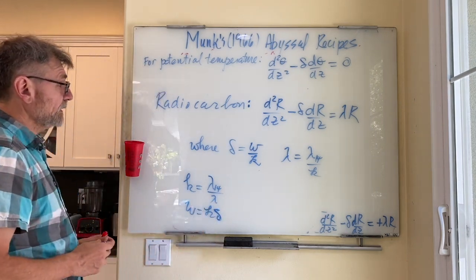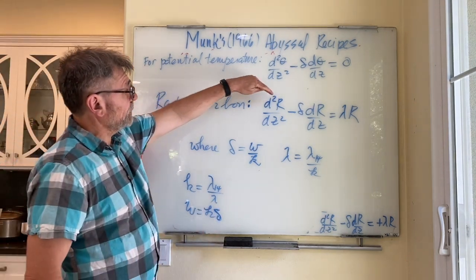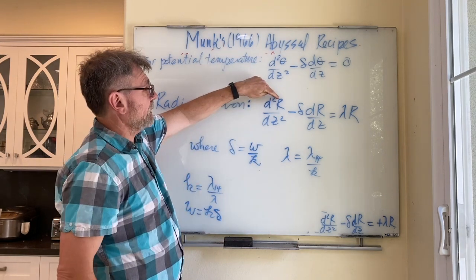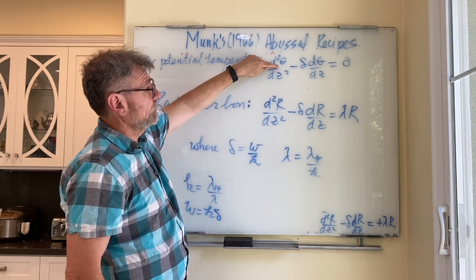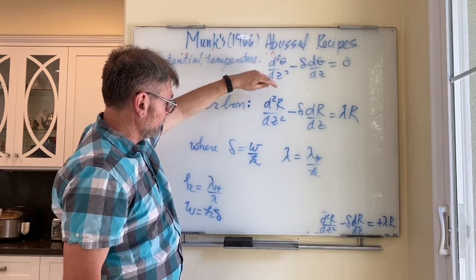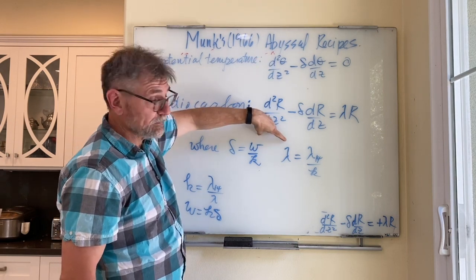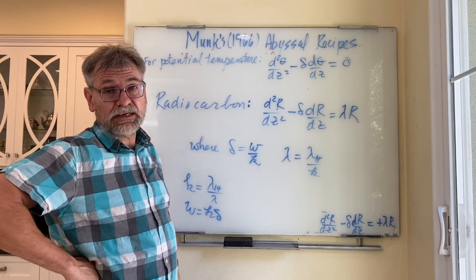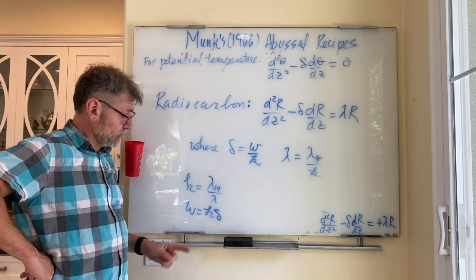So now we can go and get some data of radiocarbon, a vertical profile of radiocarbon, a vertical profile of potential temperature, and we could try to find out what's the delta and the lambda that goes through the data as best as possible. And that's what we're going to do next.